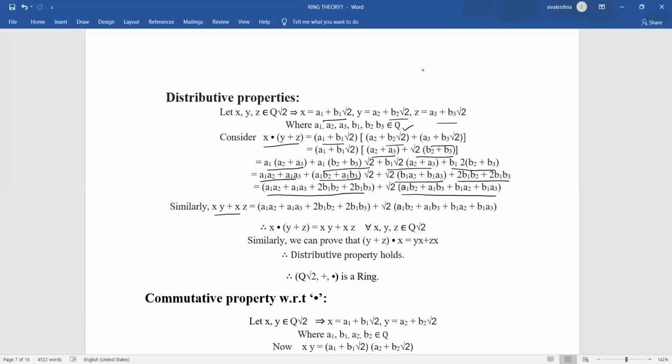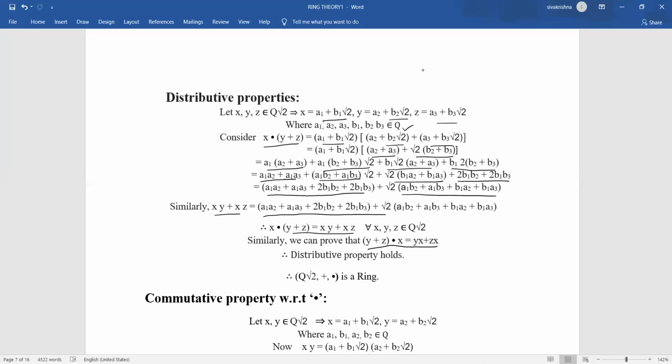Okay, so I am writing that xy plus xz is also equal to x into y plus z. So this is the left distributive property. Similarly, in the same way, we can also prove the right distributive property, that is, y plus z into x is equal to yx plus zx.